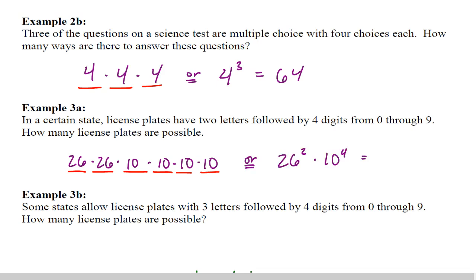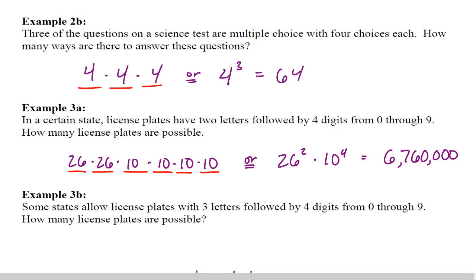Or we can use exponents and say we'd have 26 squared. There are 2 spots on our license plates that have letters, and there are 26 letters to choose from, so it'll be 26 squared. 4 places on a license plate will have numbers, with 10 choices from 0 through 9, so it'll be 10 to the 4th. Either way you set this one up, we end up with 6,760,000 different license plates.